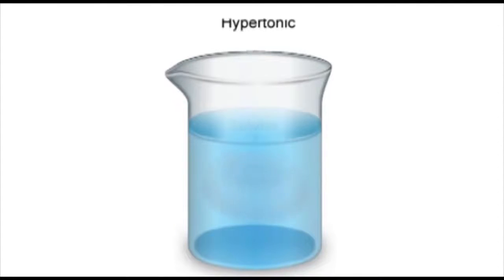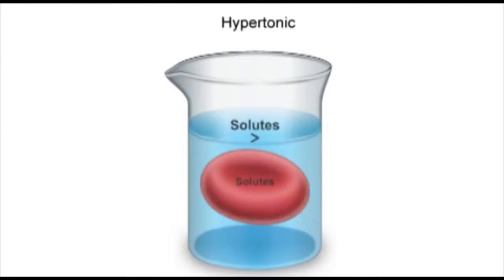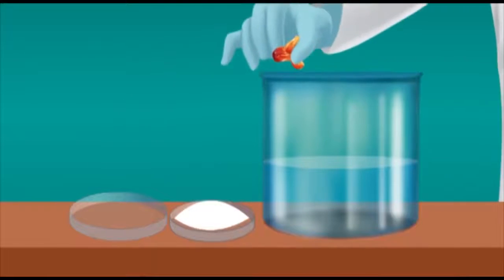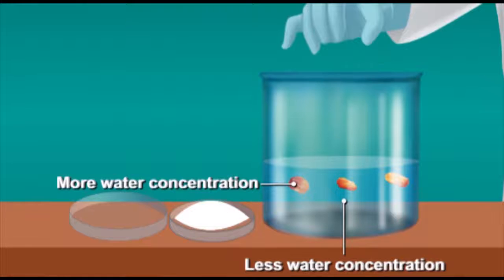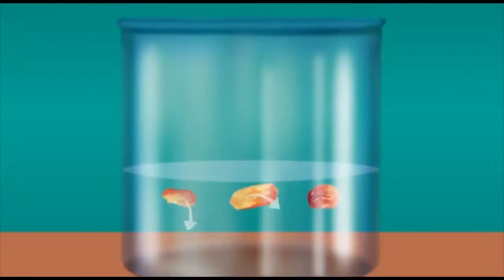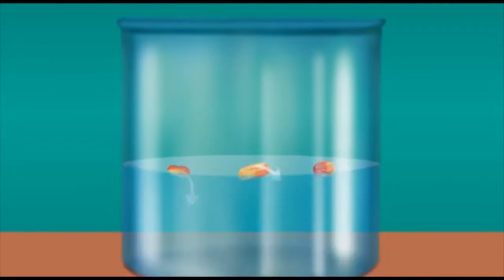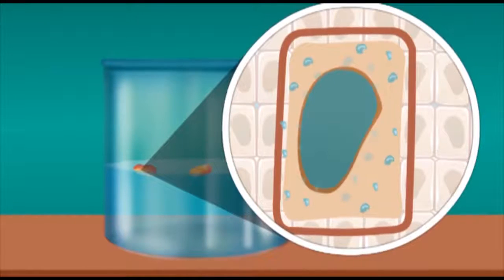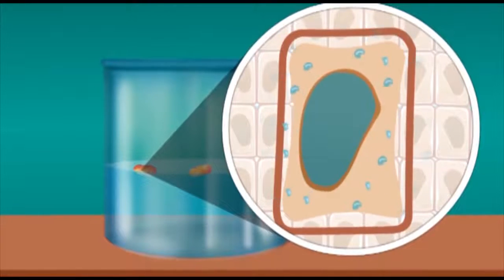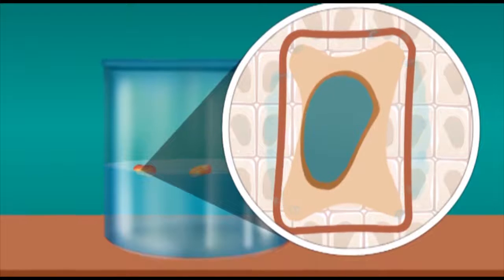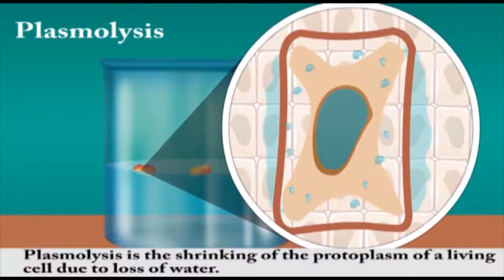In some cases, the concentration of the solution outside the cell can be higher than the concentration of the solution inside the cell. Such a solution is a hypertonic solution. If a raisin, a dried grape, is placed in a hypertonic solution, since there is a lower amount of water in the solution than in the cell, there will be a net flow of water out of the cells of the raisin, and the cell will lose volume and shrink. This process is known as plasmolysis.